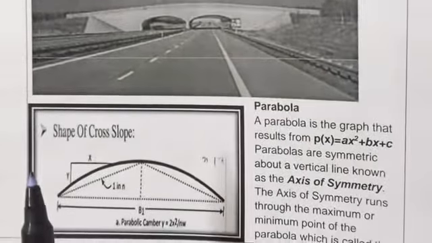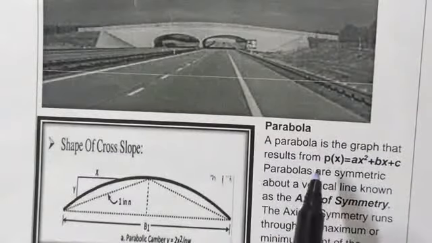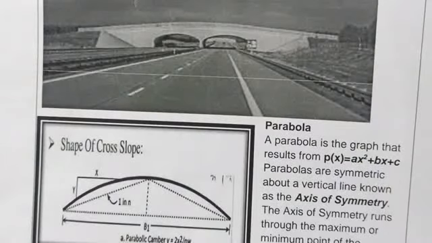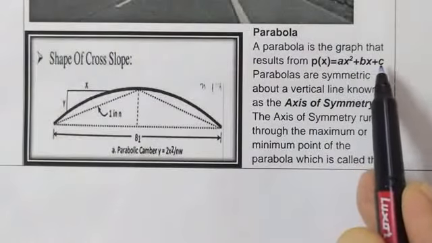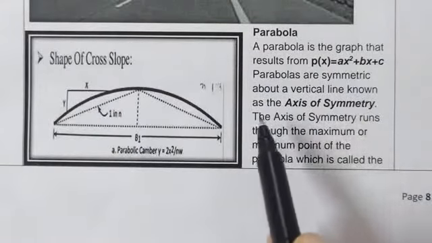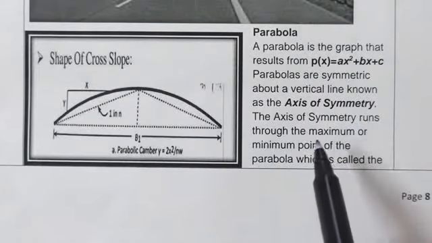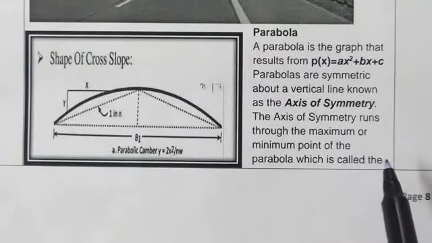So next is the parabola. A parabola is the graph that results from p(x) equal to ax square plus bx plus c. This is the standard form of a quadratic equation. Now, parabolas are symmetric about a vertical line known as the axis of symmetry. The axis of symmetry runs through the maximum or minimum point of the parabola, which is called the vertex.